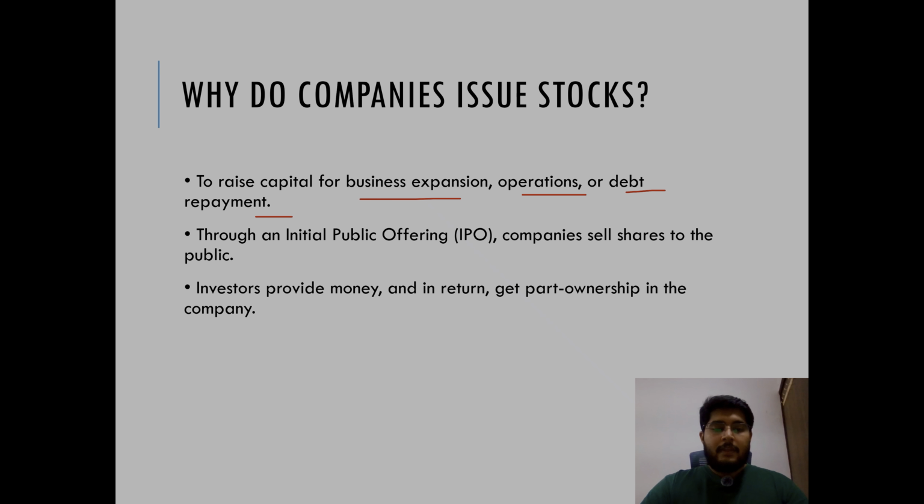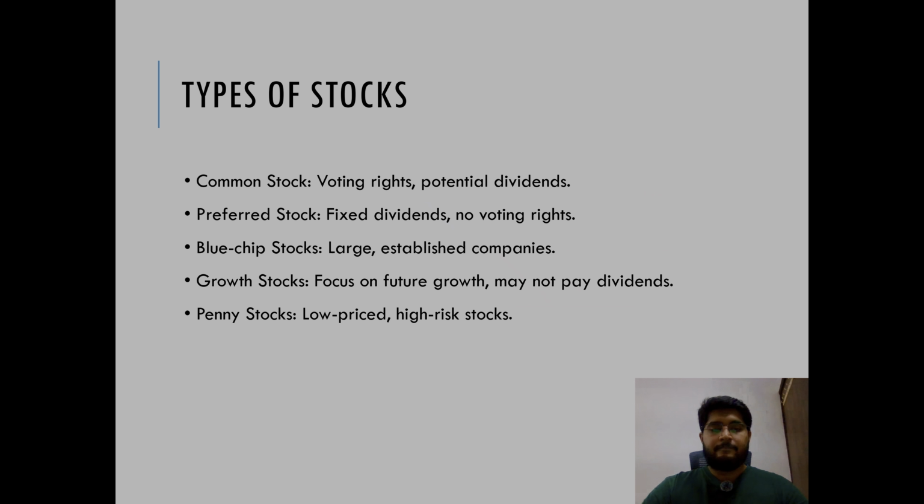How do they issue them? They issue them through an initial public offering or an IPO. You must have heard IPO in various news, or in various channels that you see that companies sell shares to the public. So when the IPO is happening, it's actually companies selling the shares to the public. Investors provide money and in return get part ownership in the company as well. So as investors, we have got equity in the company by paying some amount in the initial public offer.